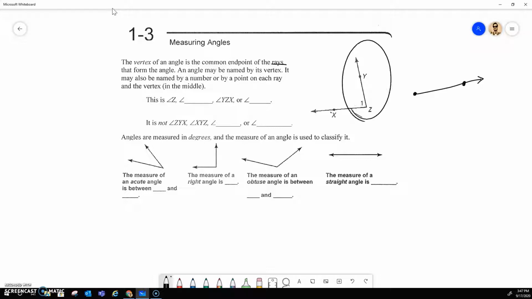In fact, I'll take this ray from this angle right here as an example. I'm going to say that Z is this endpoint right here. Y is the point that we go through, and that ray goes infinitely through that point Y and onward in that direction. So if we take a look at our example right here, we have a vertex, which is the common endpoint to both rays, ray ZY and ray ZX.